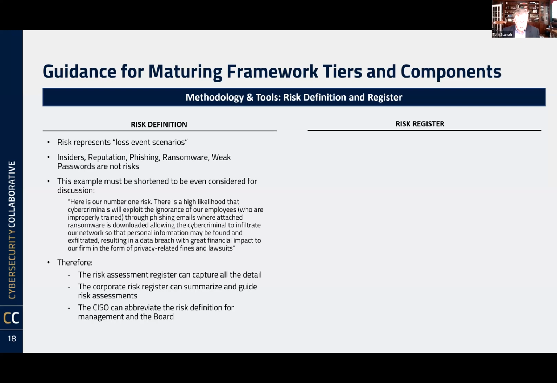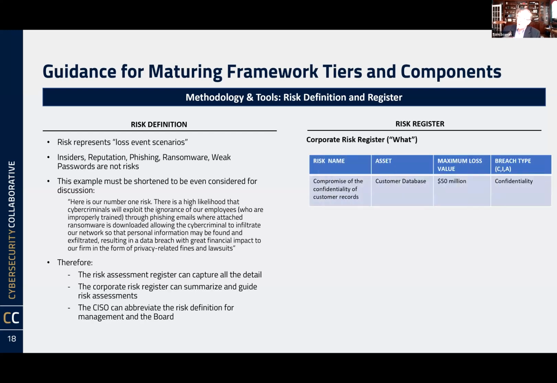So we say a risk assessment register can capture all the detail. A corporate risk register can actually summarize and guide the risk assessments rather than having one gigantic risk register. And the CISO can abbreviate the risk definition for management and the board. So the corporate risk register, look at it this way. And again, some people have very sophisticated things that work, so I'm not asking you to change them. It's the what. The risk name: what is the compromise of what is the asset that we're concerned about? You might want to show maximum loss value, which you could do using some insurance data, and the type of breach. Leave it at a high level.